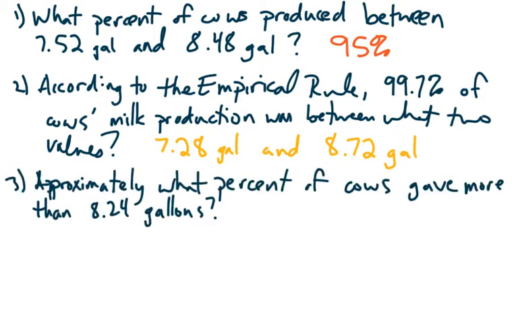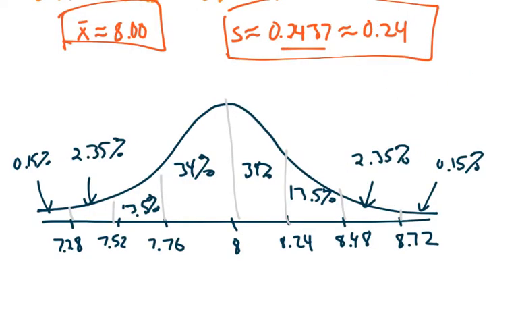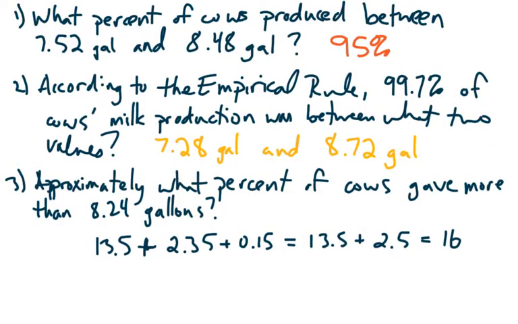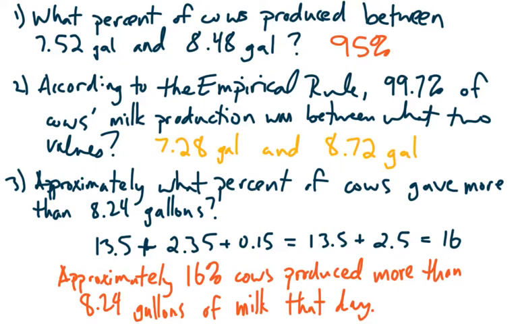And number 3, approximately what percent of cows give more than 8.24 gallons of milk? You find 8.24 gallons of milk, and these are the cows that gave more than that. This plus this plus this. 16%. There you have it, friends. 2 examples, one sample, one population, of using the empirical rule for stuff, you know.